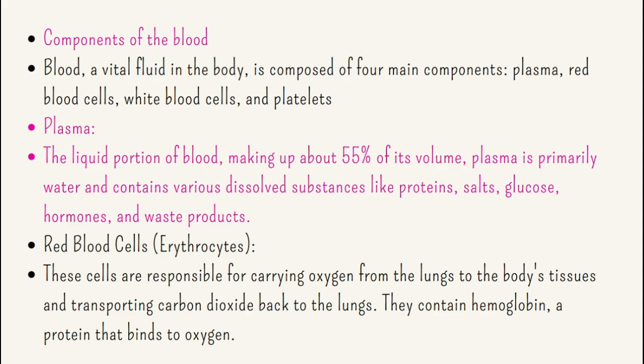So basically, what we have going on is the plasma, right? The plasma is the liquid part of the blood. It makes up about 55% of its volume. It is mainly water and contains various dissolved substances like proteins, salts, glucose, hormones, and waste products, right? But the main thing that you should never forget about the plasma is that it is the liquid part of the blood, making up 55% of its volume. So if you ever bleed, maybe you cut your finger and you see the blood, the liquid aspect is the plasma, right?